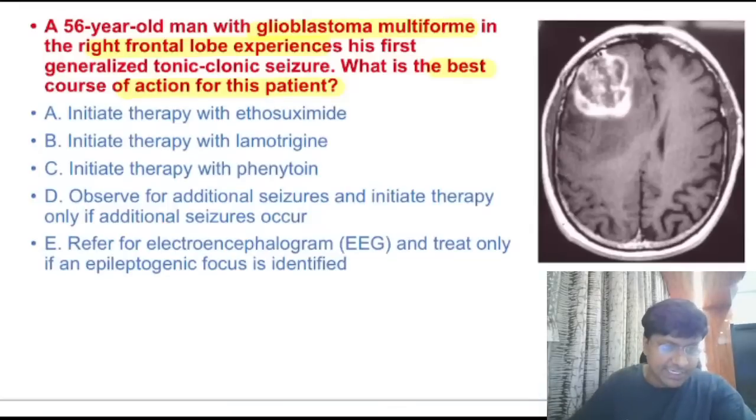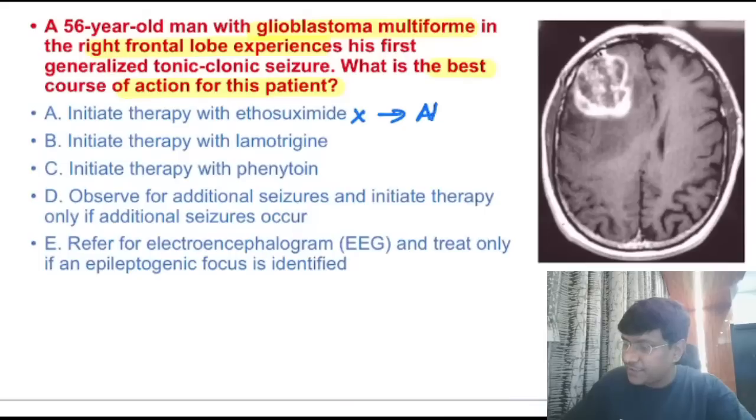No, we don't use ethosuximide for generalized tonic-clonic seizures. Ethosuximide is the drug which is used for the treatment of absence seizures, right? Ethosuximide is completely ruled out. No, it is not phenytoin, which is no longer commonly used for generalized tonic-clonic seizures these days.